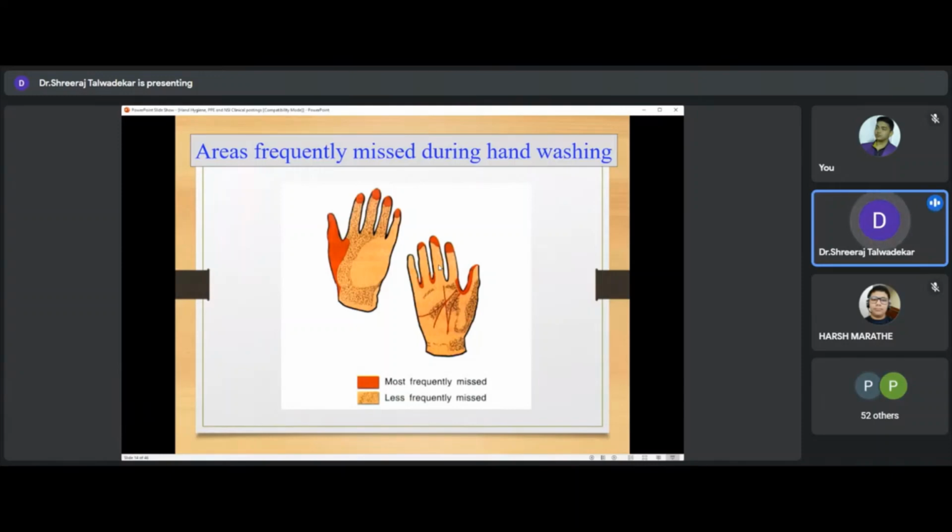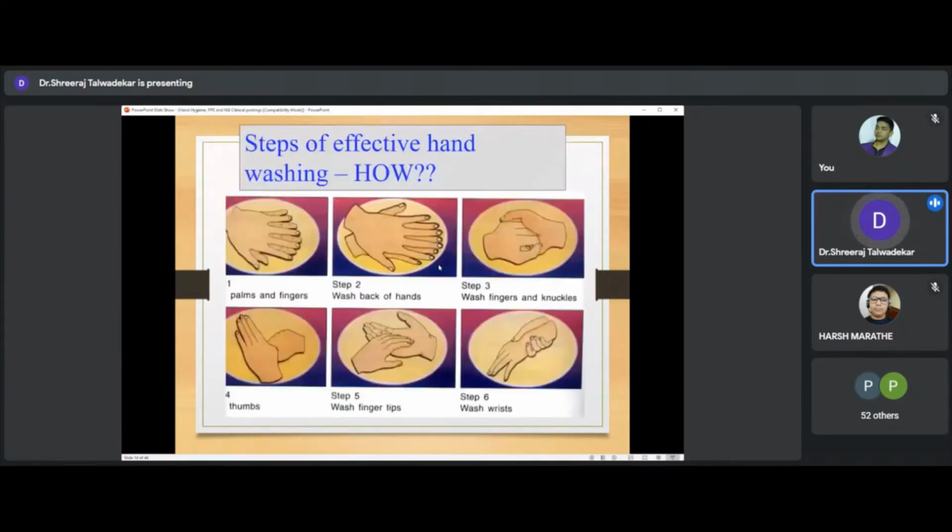So what is the correct way to do hand hygiene? Can anyone demonstrate? You can keep your cameras on if the bandwidth permits, and everyone will do it with me. Please, can some of you start your cameras?